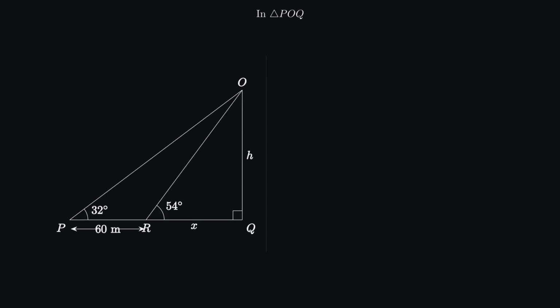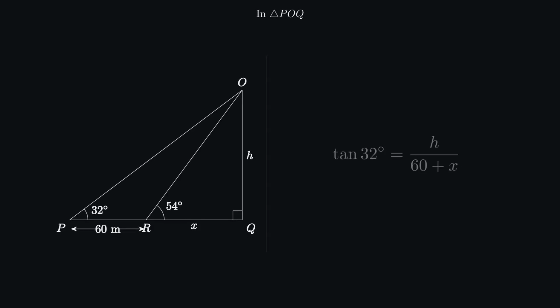From triangle POQ, the angle at P is 32 degrees. The opposite side is still the height, h, and the adjacent side is the longer shadow, 60 plus x. Again, we use tangent because we have opposite over adjacent. To make h the subject, multiply both sides by 60 plus x. We call this equation 2.